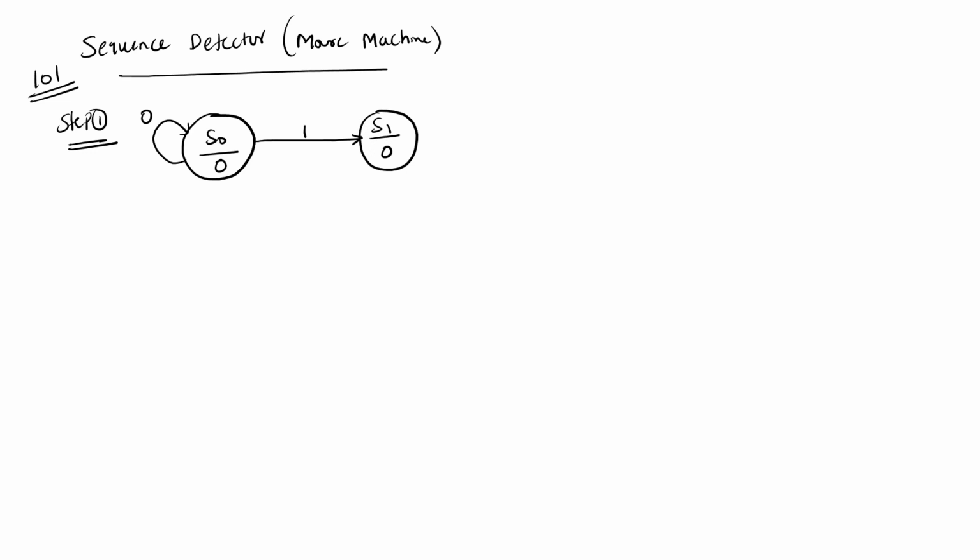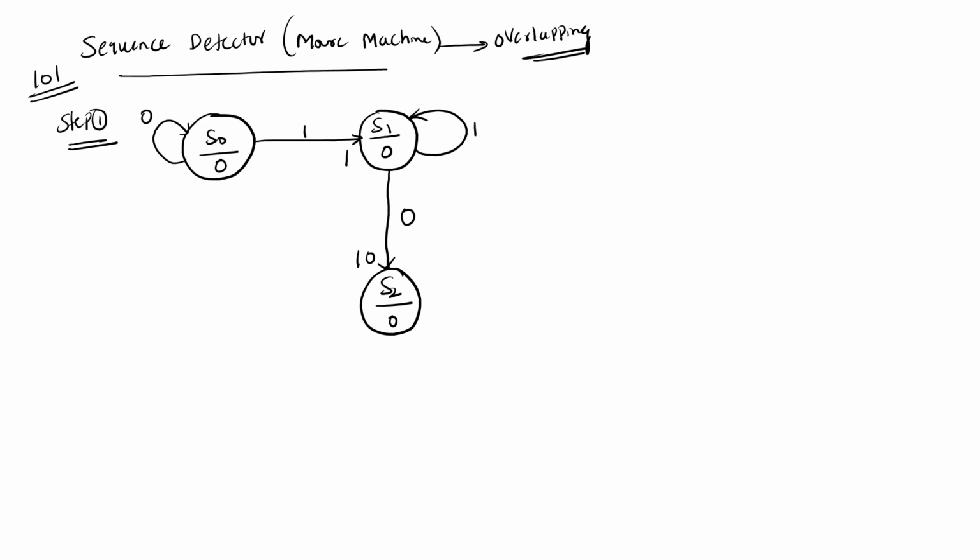Next, at S1, I need to check for 0 and 1. After getting 1, I'm expecting 0. So it will go to the next state, S2, by 0. And if it is 1, it will stay in the same state. At S2, I have got the sequence 1, 0. This I am doing for overlapping.